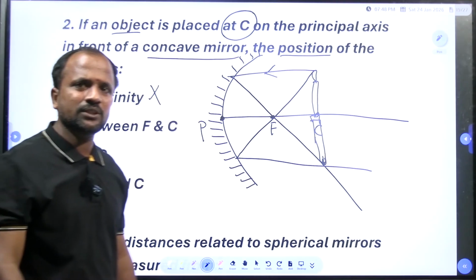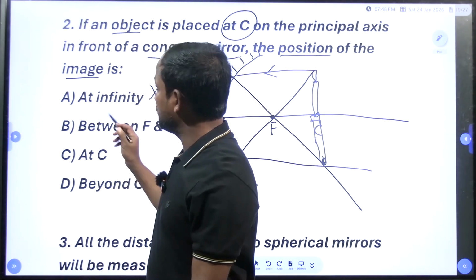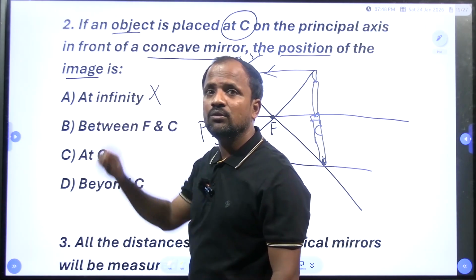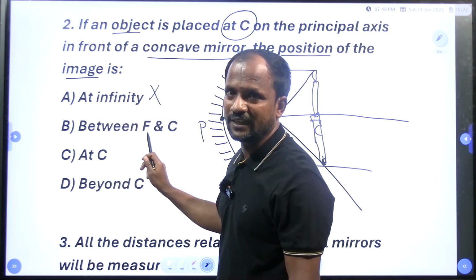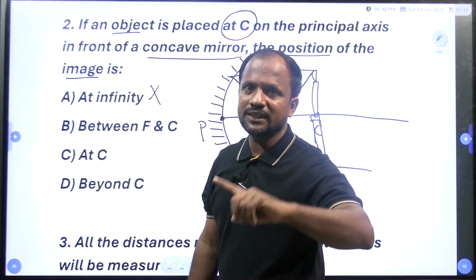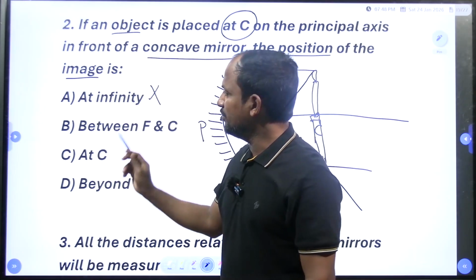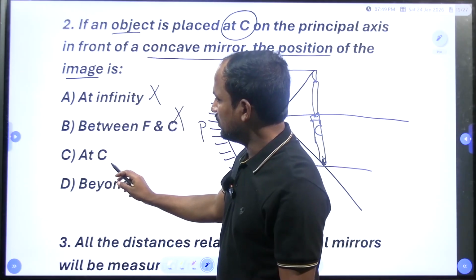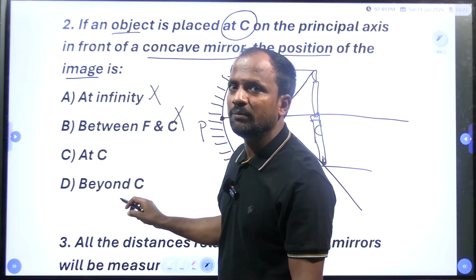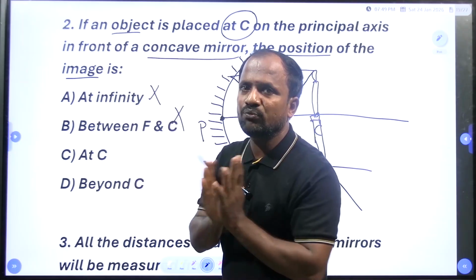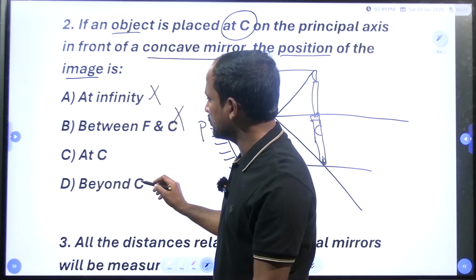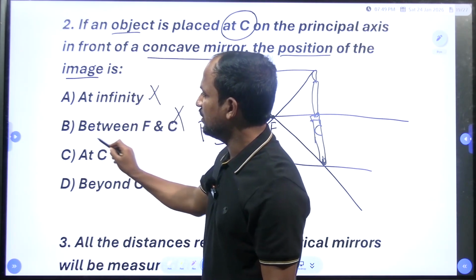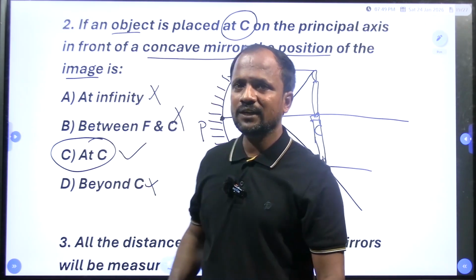No. When will infinity be formed? If the object is placed at the focus, the image is formed at infinity. Between F and C: if the object is placed beyond the center of curvature, the image is formed between F and C. That is also not correct. Next, beyond C: when the object is taken between F and the center of curvature, the image is formed beyond the center of curvature. But here the correct option is at C.